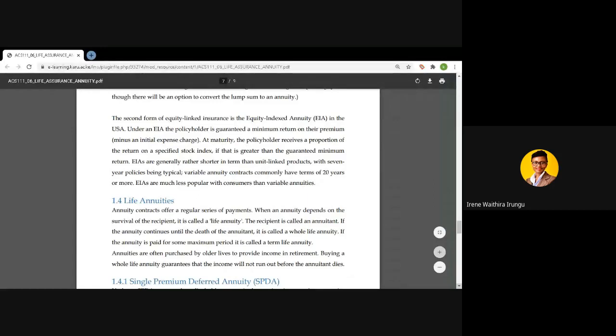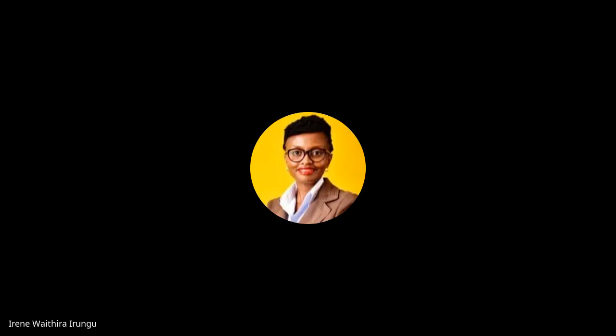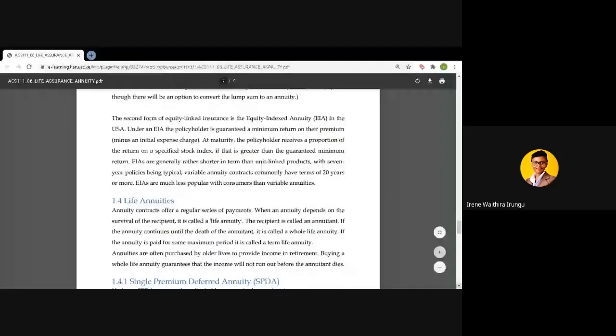So in this case, the premium chosen for investment is actually invested in a stock within the stock market, or it can be a stock index itself. So that if that is greater than the guaranteed minimum return, then the equity-linked insurance or assurance are generally rather offered at a shorter period of time than the unit-linked.